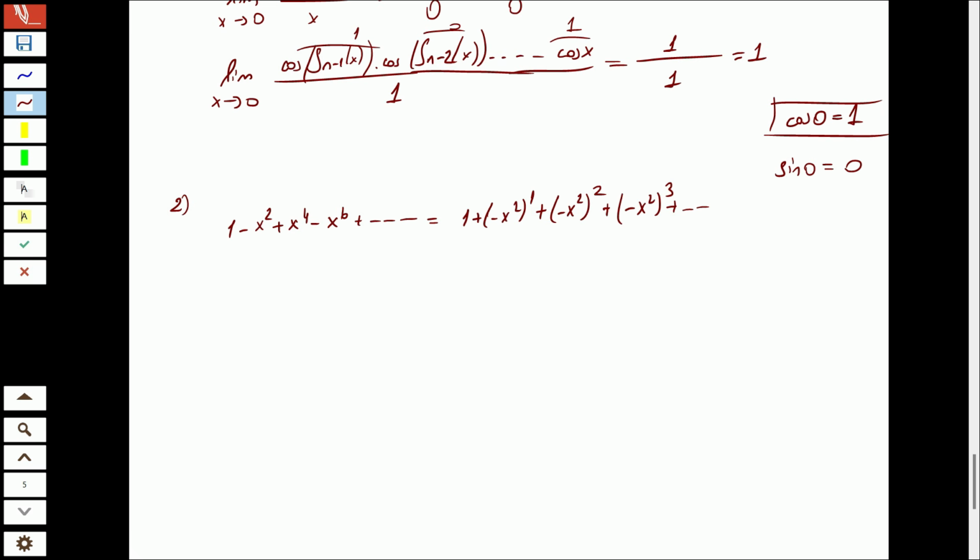In this case, we can say that this is a geometric sequence and the common ratio is minus x squared. So what is the formula when it goes to infinity? It is 1 divided by 1 minus r. In this case, it gives us 1 divided by 1 minus minus x squared, which equals 1 over 1 plus x squared. So this series will be equal to 1 divided by 1 plus x squared.